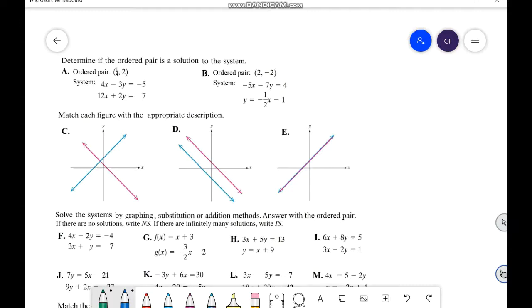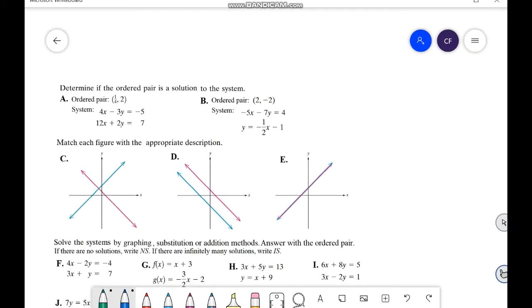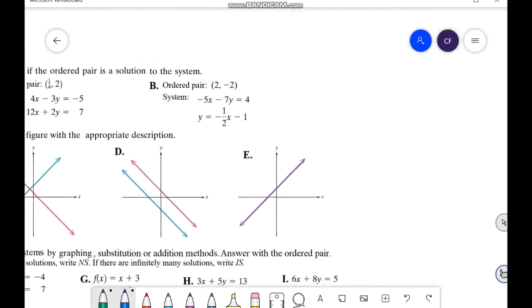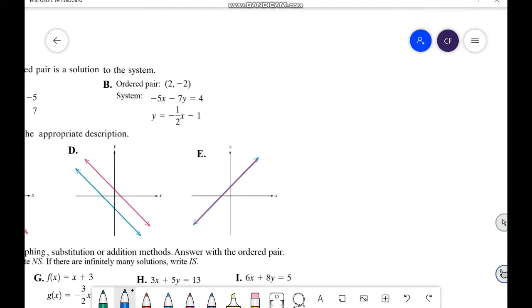We have several questions, and the first set of questions is to determine if the ordered pair is a solution to the system. So you have two questions about this. Let's work on only one, it's the same procedure. Let's work on letter B, to find out if the ordered pair x equals 2, y equals negative 2 is a solution for this system.